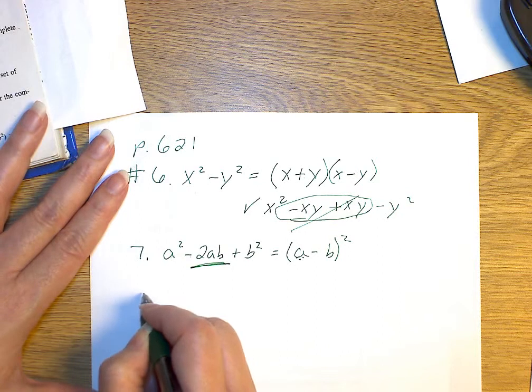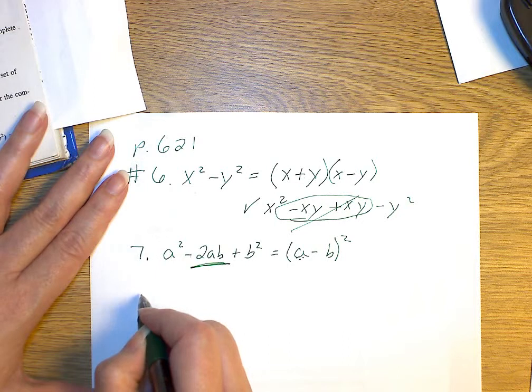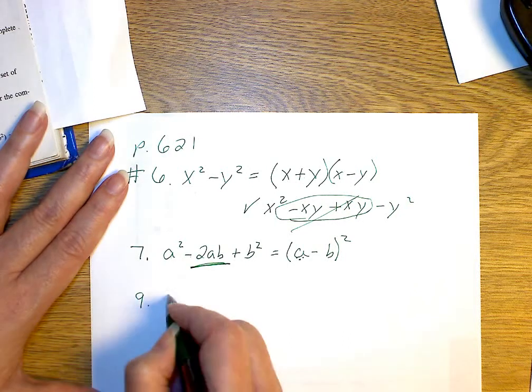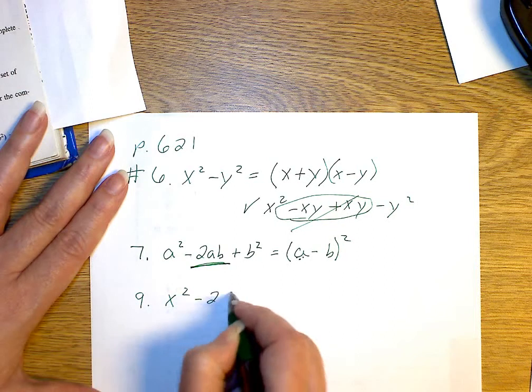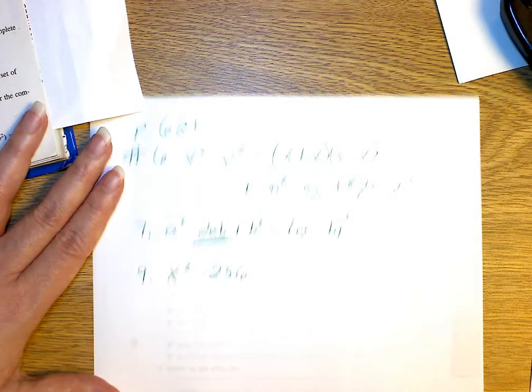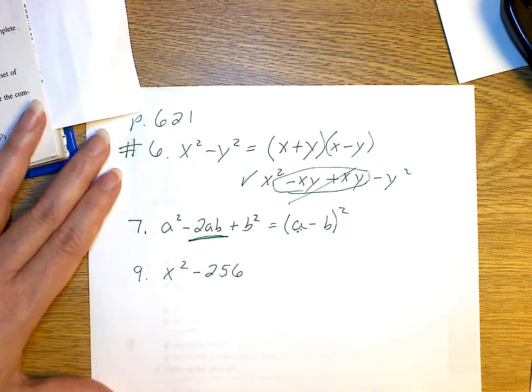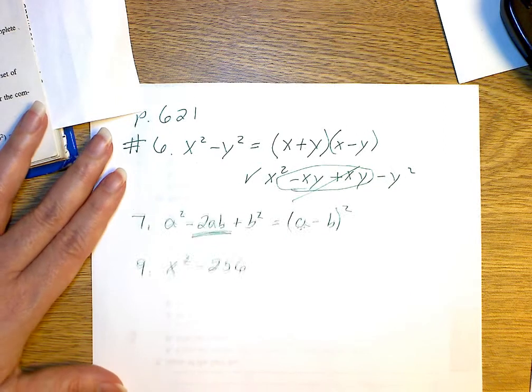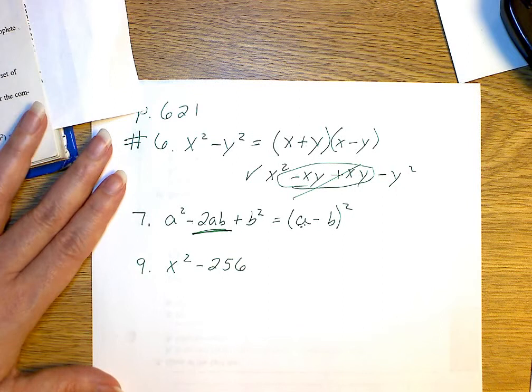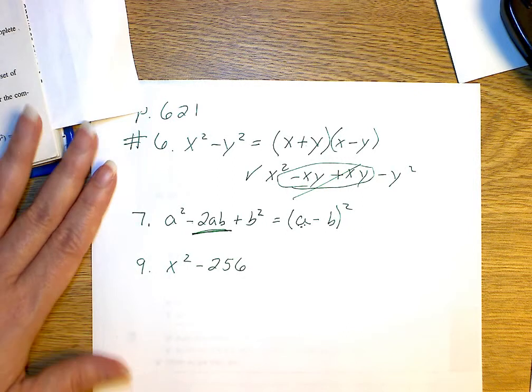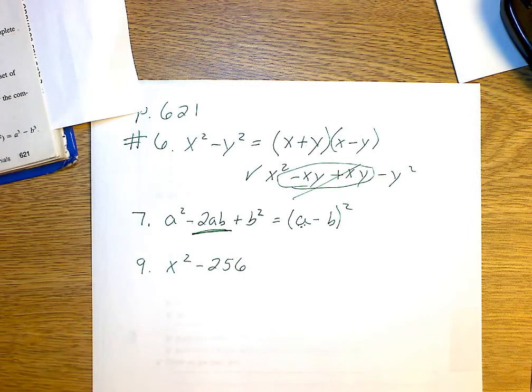Skipping number 8, because 8's going to be exactly the same, so we're going to go with some numbers. Number 9 is x squared minus 256. Hopefully you realize there are two terms, and there's a square. I'm hoping one of two things is going to happen: either A, it's not factorable, or B, the 256 has a perfect square root. So I want you to find out what the square root of 256 is.